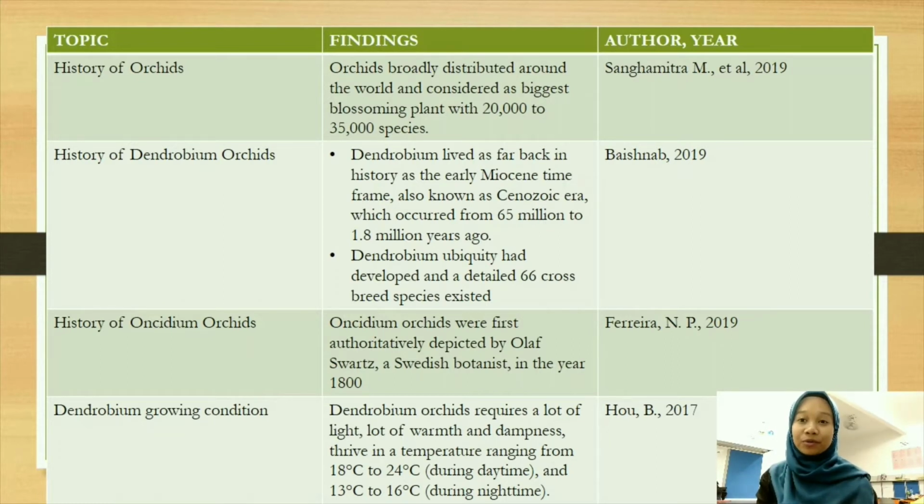Then for the dendrobium growing condition, Howe said that dendrobium orchids require a lot of light, lots of humidity and dampness, and thrive in a temperature ranging from 80 degrees Celsius to 24 degrees Celsius during daytime and 30 degrees Celsius to 16 degrees Celsius during nighttime.